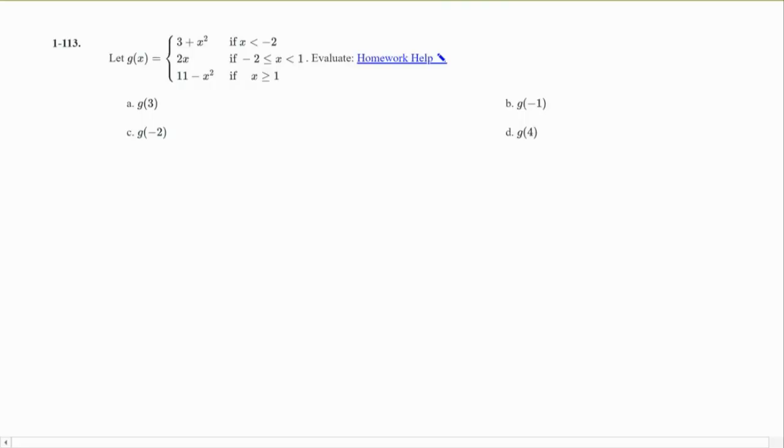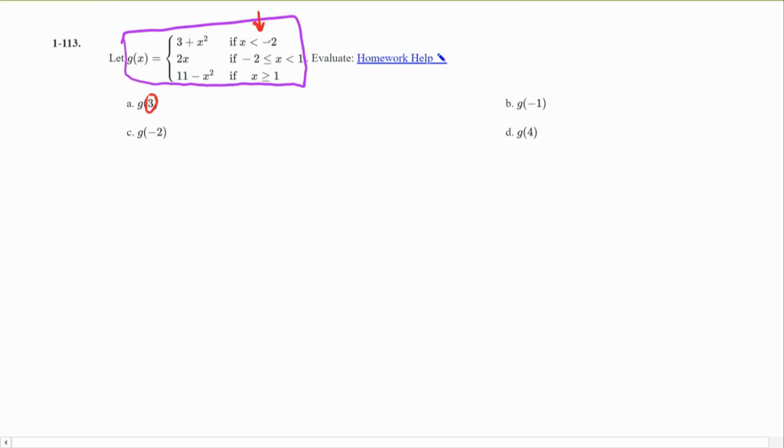Here we have a piecewise function that we are going to evaluate. So we're going to use a lot of these different pieces here to help me solve this. This one's a little bit tricky to get started with, but if I'm saying g of 3, the first thing that I want to do is check, if x is equal to 3, which of these three functions or equations are we going to use?